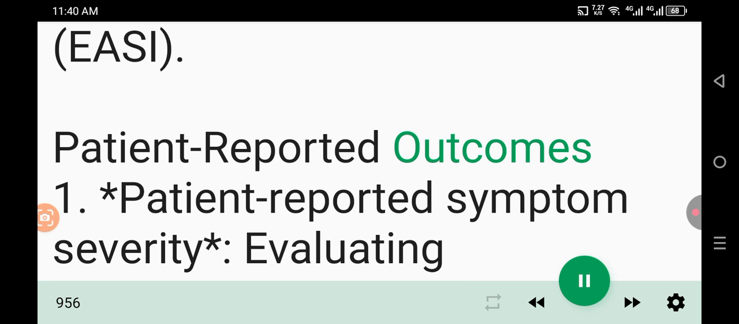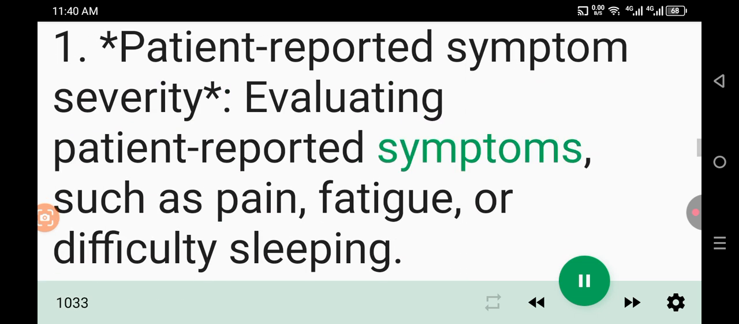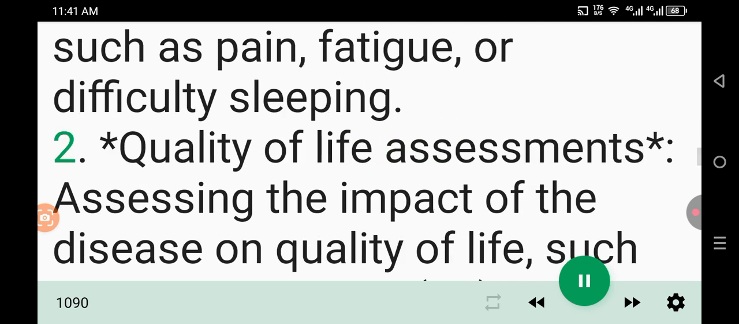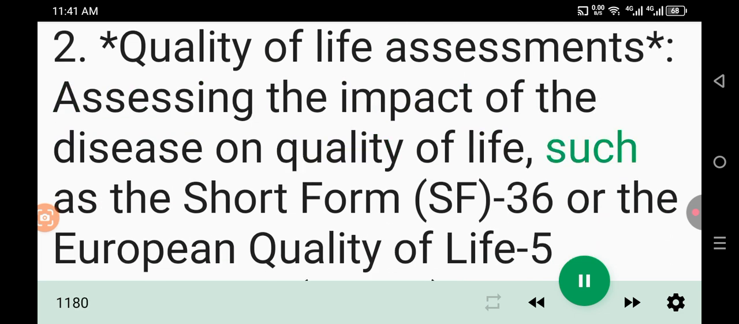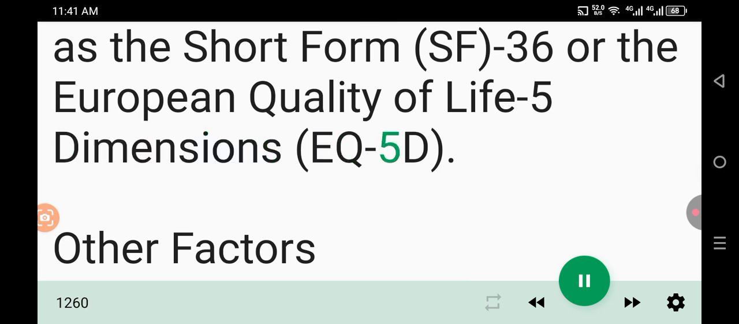Patient-reported outcomes. 1. Patient-reported symptom severity. Evaluating patient-reported symptoms, such as pain, fatigue, or difficulty sleeping. 2. Quality of life assessments. Assessing the impact of the disease on quality of life, such as the short form, SF-36 or the European Quality of Life 5 Dimensions, EQ5D.